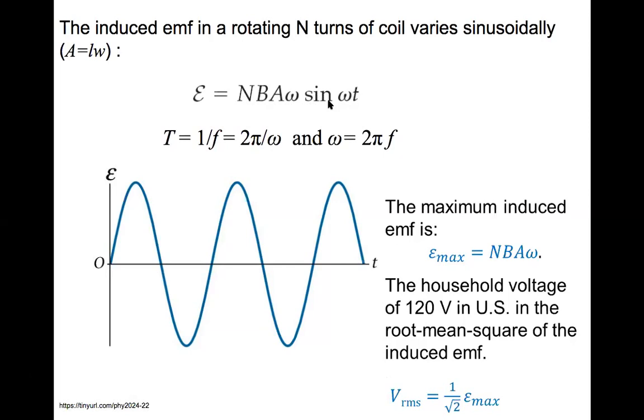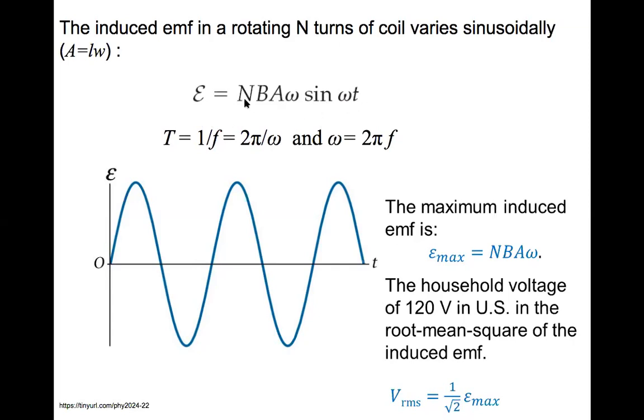So sine of omega t. When you take the derivative of the cosine function, it gives you the sine function. So this is the expression you would have for the induced EMF, or the voltage provided by the electric generator.